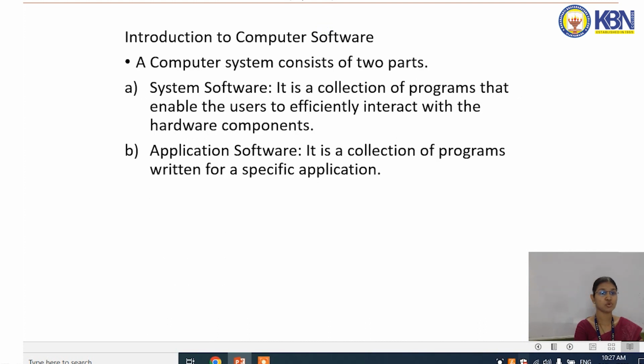Now we have software. There are two types of software. System software means a collection of programs. It enables the user to efficiently interact with the hardware components. The second one is application software. It is a collection of programs written for specific applications. System software interacts with the user, but in application software you have to specify the application.